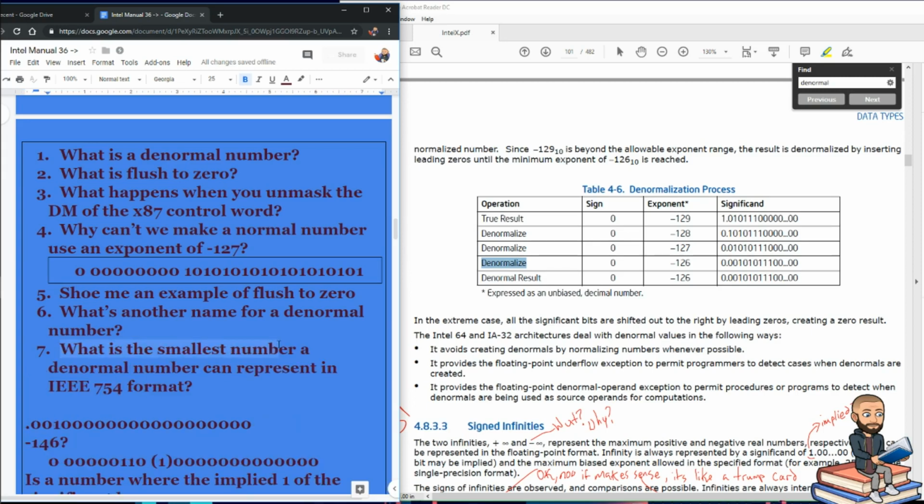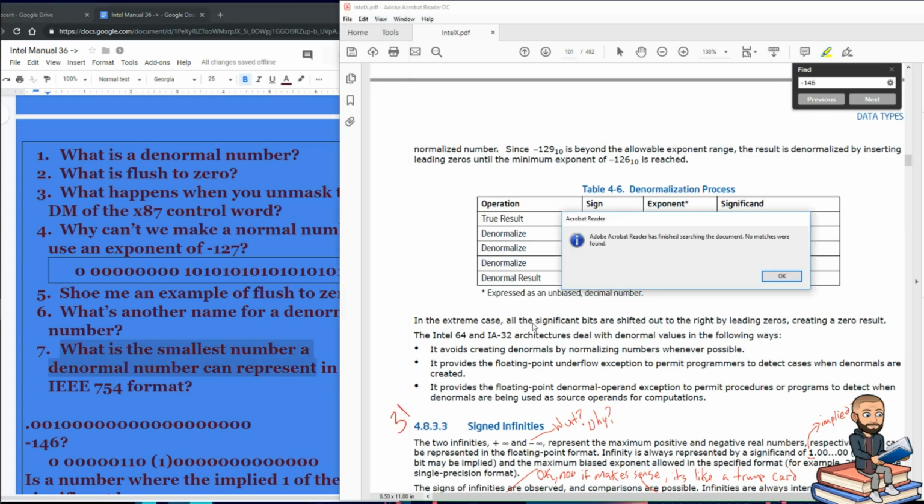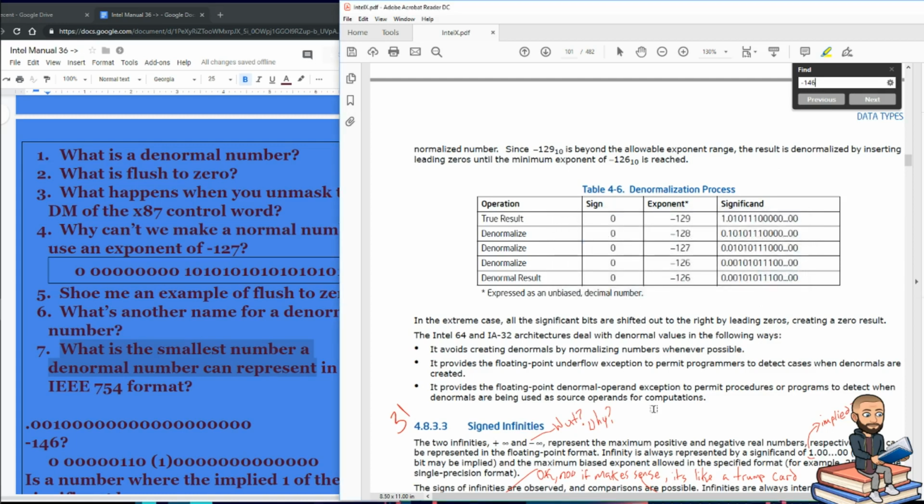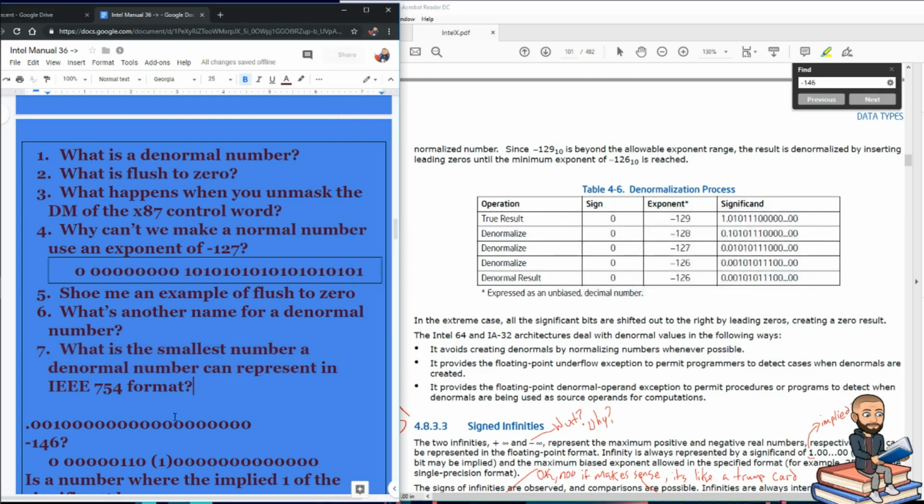So what is the smallest number a denormal number can represent? Now to cheat a little, I did search for negative 146 in the Intel manual, and apparently that doesn't exist. I'm going to have to go to Stack Overflow to double check, but for everybody out there watching this, here's my guess as to the answer to my own question. Make sure you double check your answer, maybe even in the comments below.